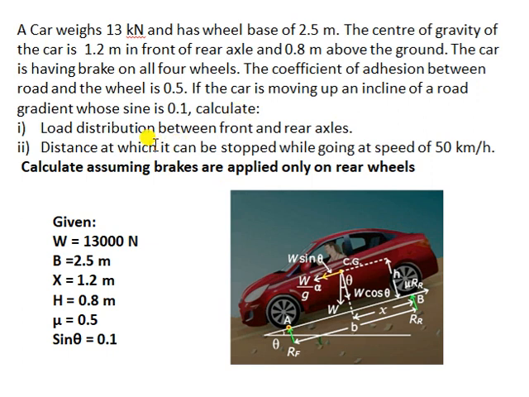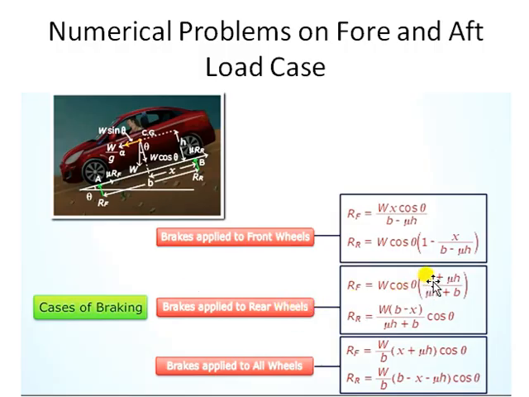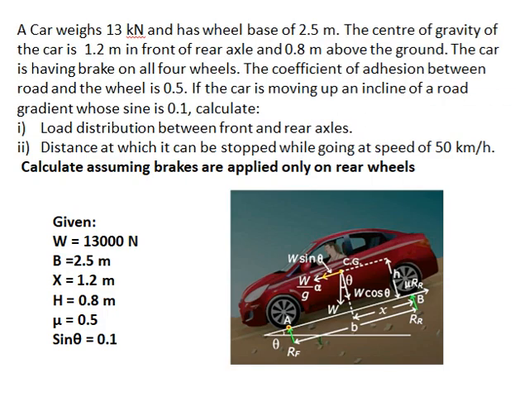So we need to calculate the load distribution between the front and rear axle due to the application of the brakes, and we also need to calculate the stopping distance, if before applying the brakes the vehicle is traveling at a speed of 50 kilometers per hour, and we need to assume that the brakes are applied only on the rear wheels. Only on the rear wheels means this expression I need to use. So let's see what we can do.